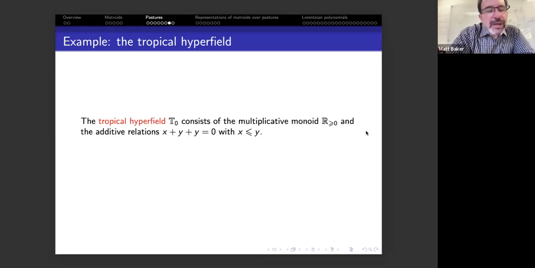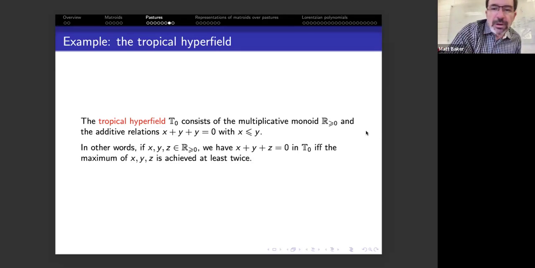All right, one of the main players for this talk is the tropical hyperfield. This is, depending on the day, my favorite hyperfield of all. The tropical hyperfield, which in this talk I'll call T0, as a multiplicative monoid is the non-negative reals. And the additive relations all look like x plus y equals 0, where x is less than or equal to y. In other words, x plus y plus z is 0 in the tropical hyperfield if and only if the maximum is achieved at least twice. And this should remind you of some conditions in tropical geometry.